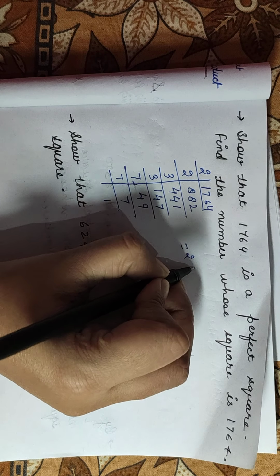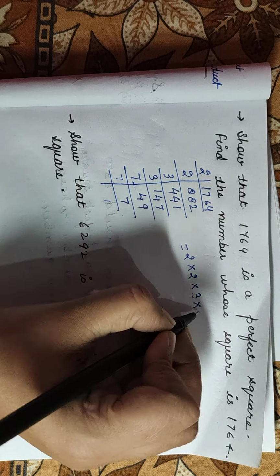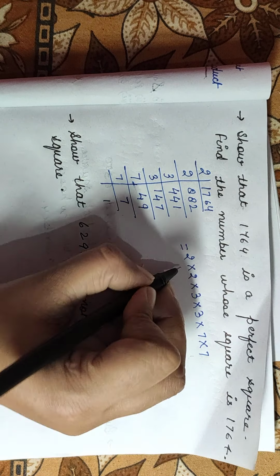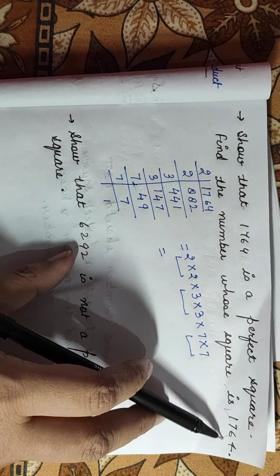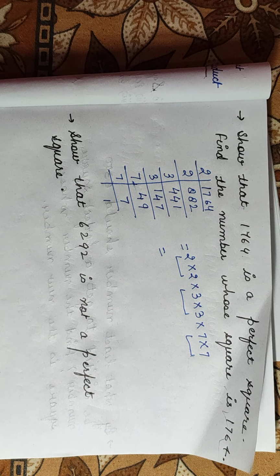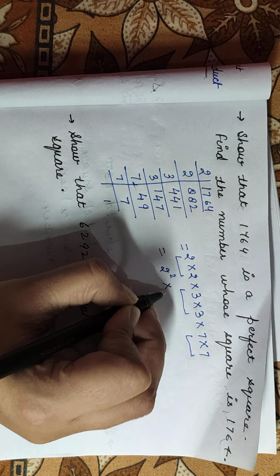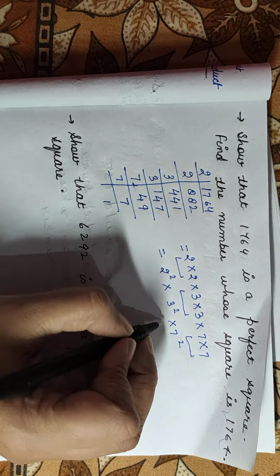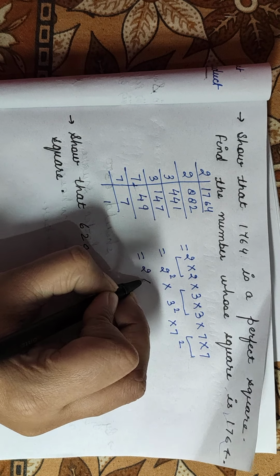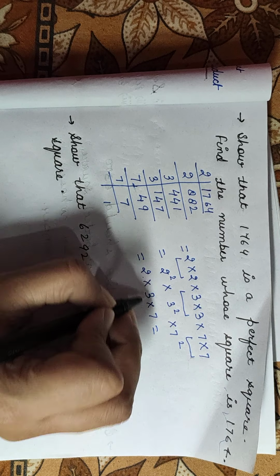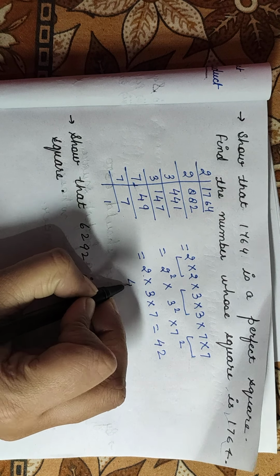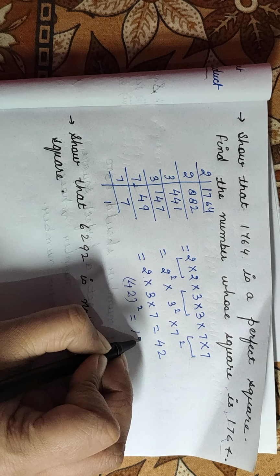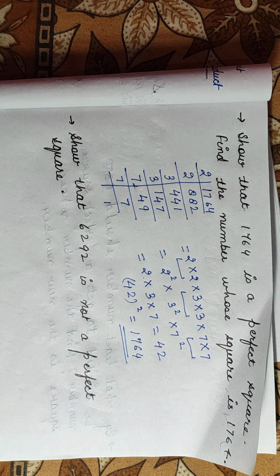So let's make the pairs: 2 into 2 into 3 into 3 into 7 into 7. So pairs are there. Correct. Now find the number whose square is 1764. We need to find the number also. So how do we find the number? 2 square, 3 square, into 7 square. Like this we can write the pairs, but now we will write 2 into 3 into 7, which is equal to 2 threes are 6, 6 sevens are 42. So 1764 is the square of 42. You can write it like this: 42 square is equal to 1764. This is the ultimate answer.